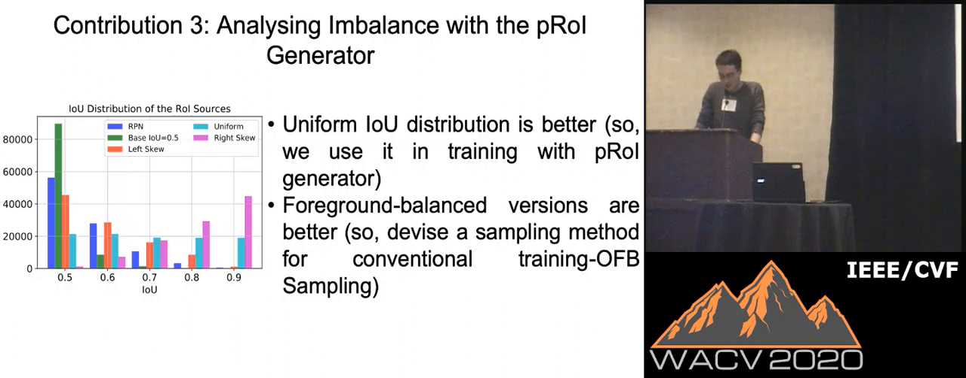Some of our key findings are, among these distributions, a uniform IoU distribution for ROIs performs better, and training the detection network with the foreground class balance distribution also performs better. Based on our analysis, we propose online foreground balance sampling to sample among positives during conventional training of the detector by considering the number of examples for each class.